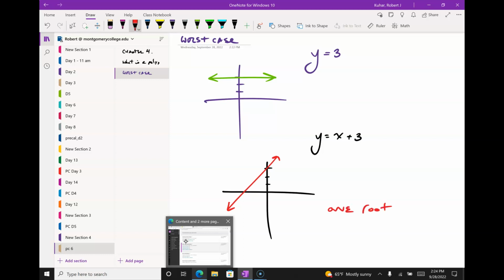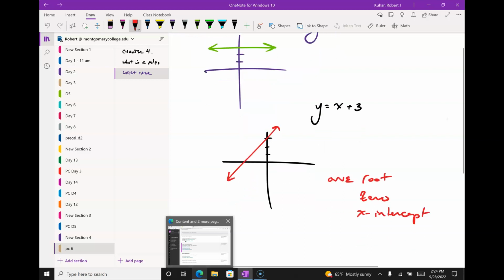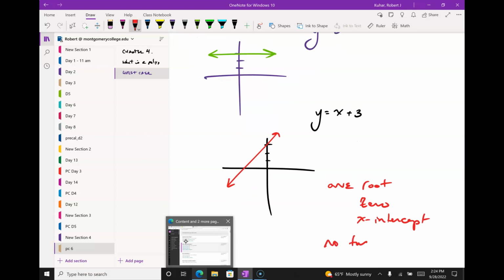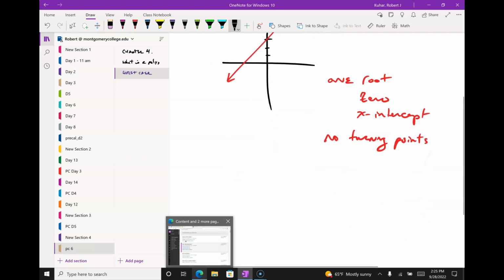One root, zero, x-intercept, all the same thing, right? No turning points. Next one.